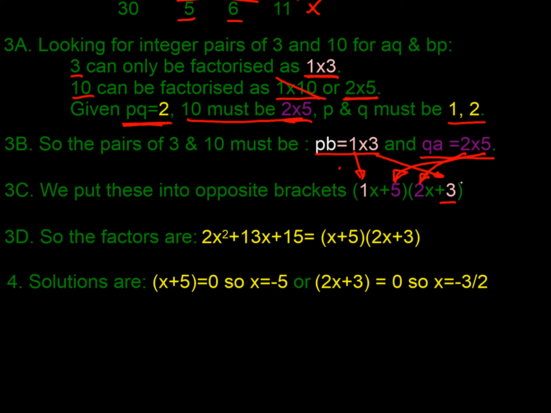And now we can see that our expression can now be split into two brackets, x plus 5 multiplied by 2x plus 3. And just looking at our two solutions, then when the first bracket is 0, x plus 5 is 0, then x must equal minus 5. And the second bracket, 2x plus 3 equals 0, then x must equal minus 3 over 2. So there we are. Quite a much more complicated method, but it's following the same principles. You've just got to remember this bit about splitting the numbers into the opposite brackets' factors.